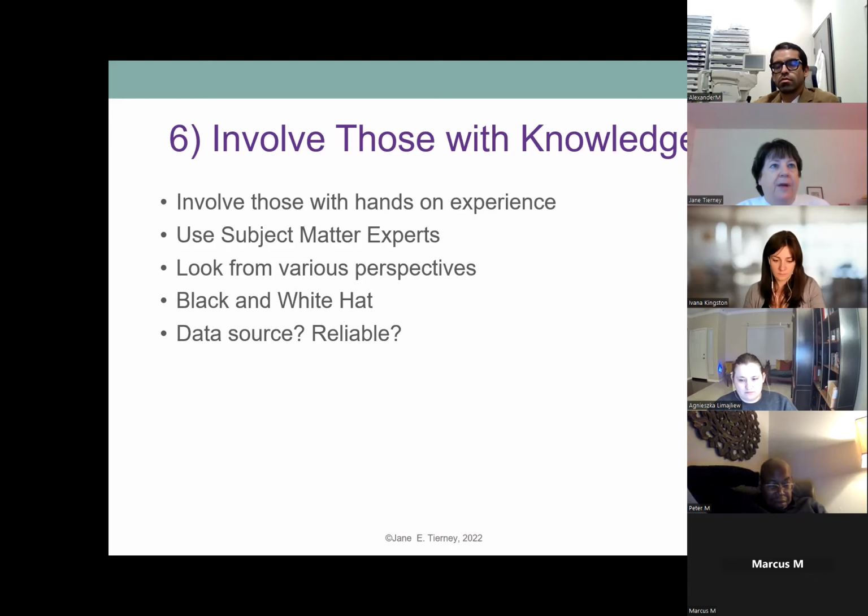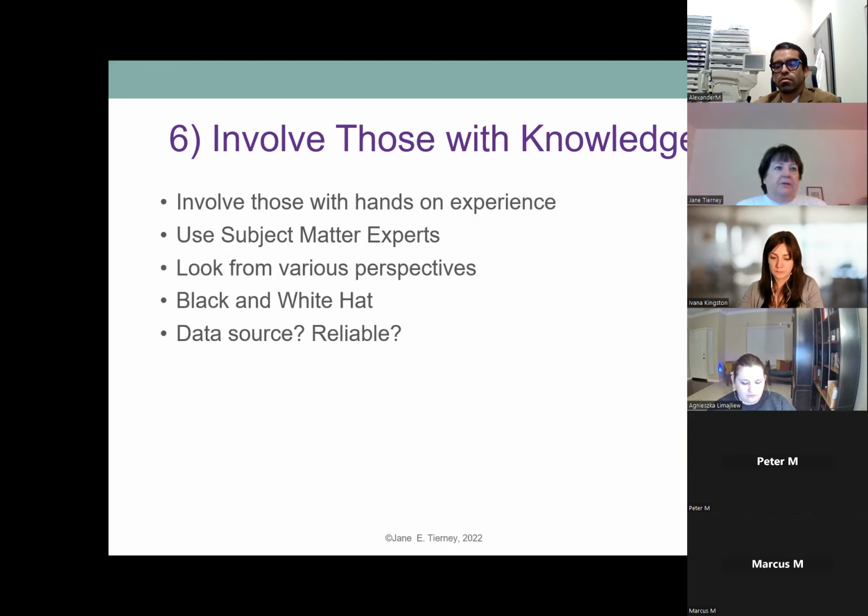Get, again, these subject matter experts involved. So, you know, they talk about a black and white hat, so good and bad, and not necessarily that way, but make sure that you understand the good and the bad and that you can identify those. And then look at your sources of data and how reliable those are. And are they repeatable? So in statistics and in quality, we talk about a gauge R&R study, and that has to do with repeatable and reliable.